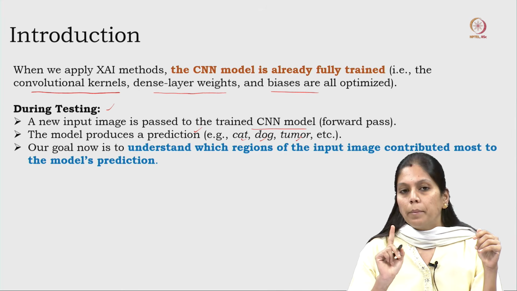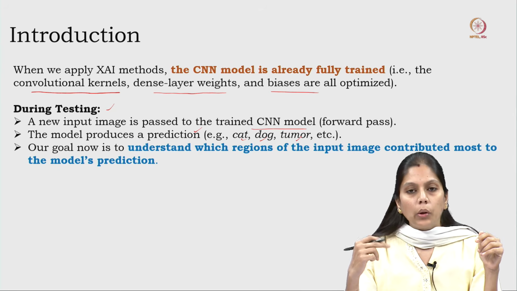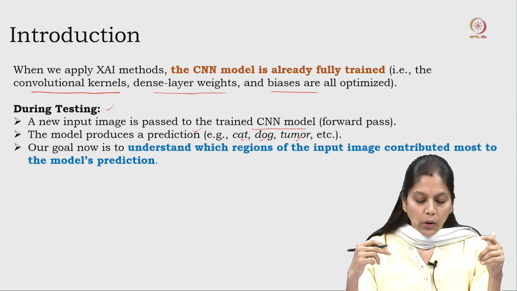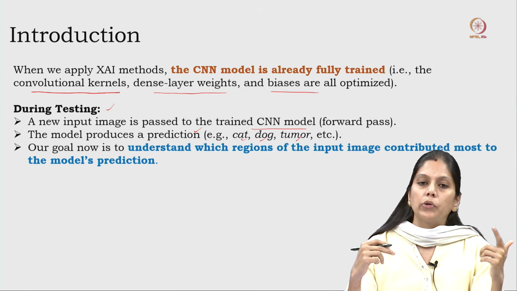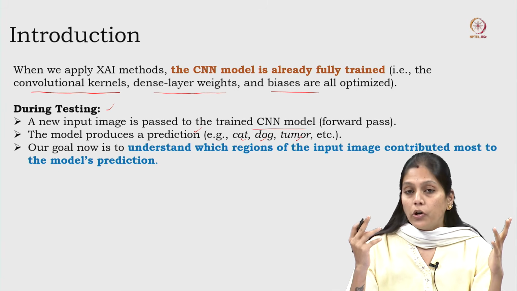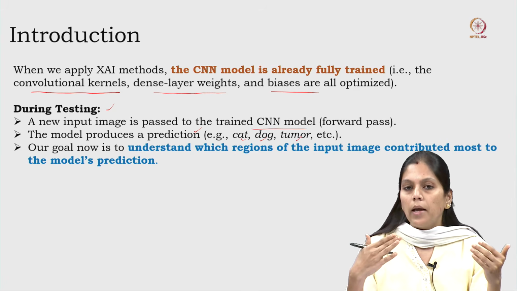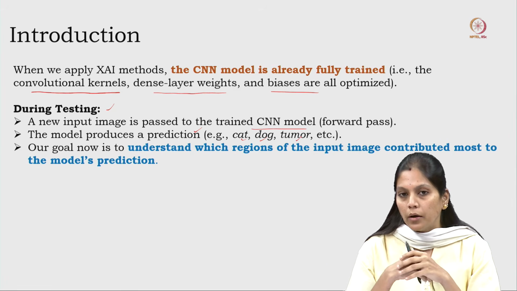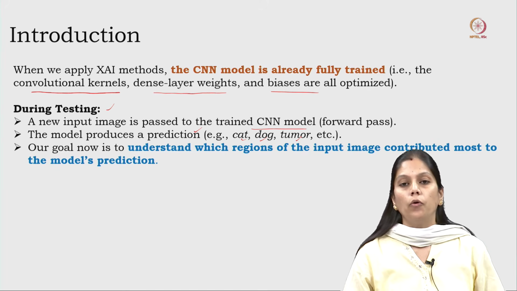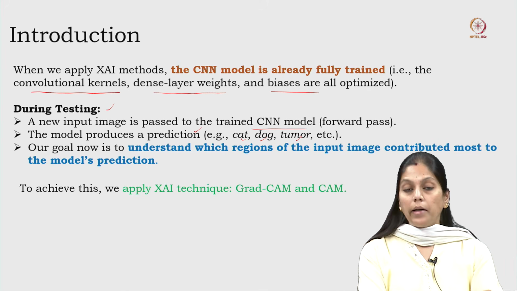Now, once the prediction is made, what is our goal? The goal is to understand which features have actually contributed to this particular result. But unfortunately, the CNN cannot do it. CNN cannot tell which features have contributed. Therefore, we will now apply explainable AI techniques.